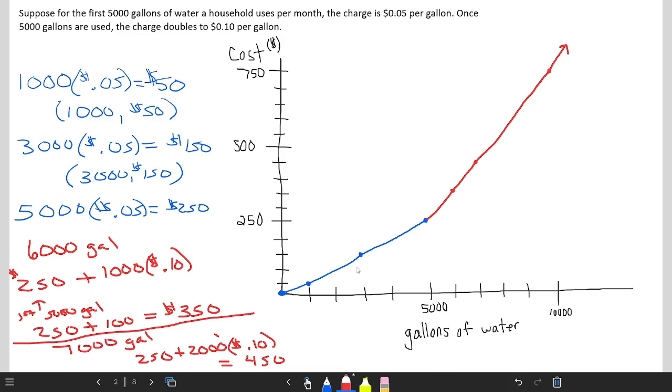So we have essentially two different lines here. We've got the red and the blue with different slopes. So if we wanted to describe this scenario, we would need a different linear equation to represent each piece. So here's how we would write this in function notation then.